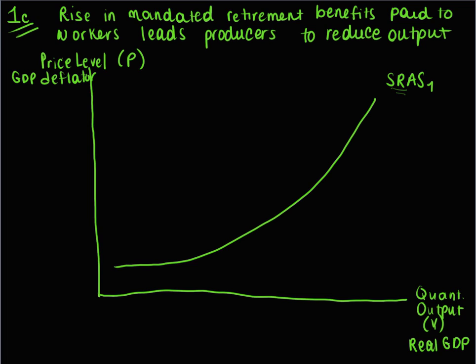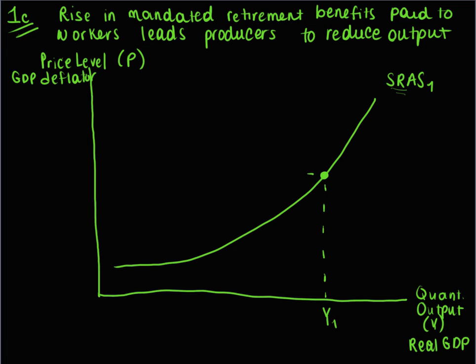So I'm going to pick a point on the short run aggregate supply curve to help me visualize how things are going to change. And I know that this point corresponds to a level of output supplied, so I'm going to call this Y sub 1, and a certain price level at which my producers have supplied that output. Okay, and now I'm going to consider the question: rise in mandated retirement benefits.